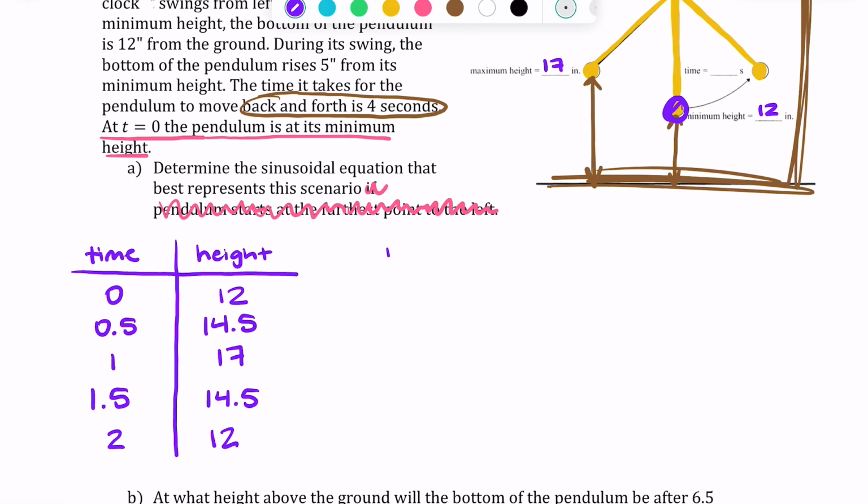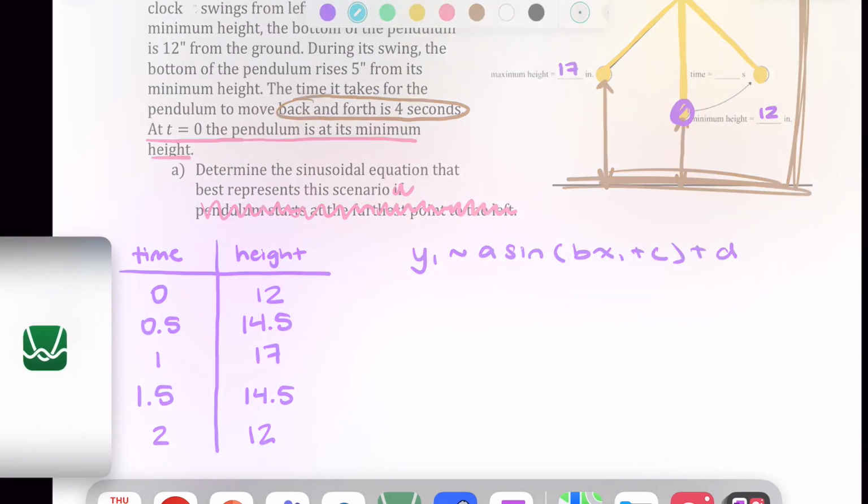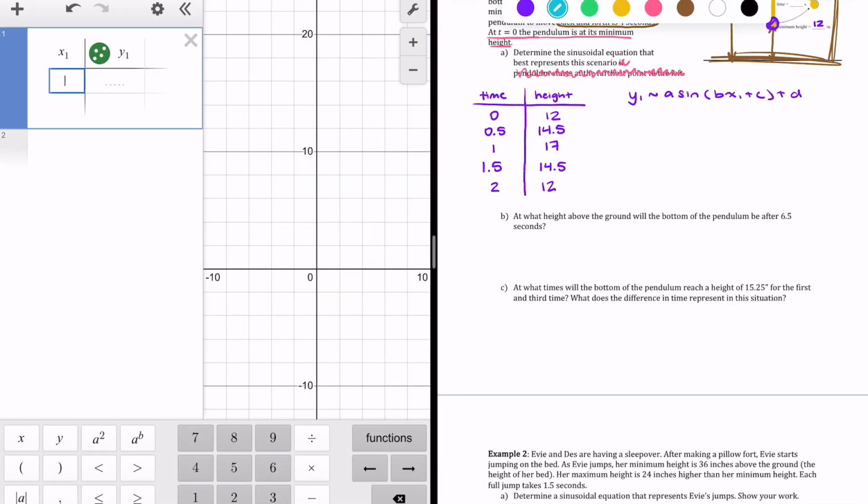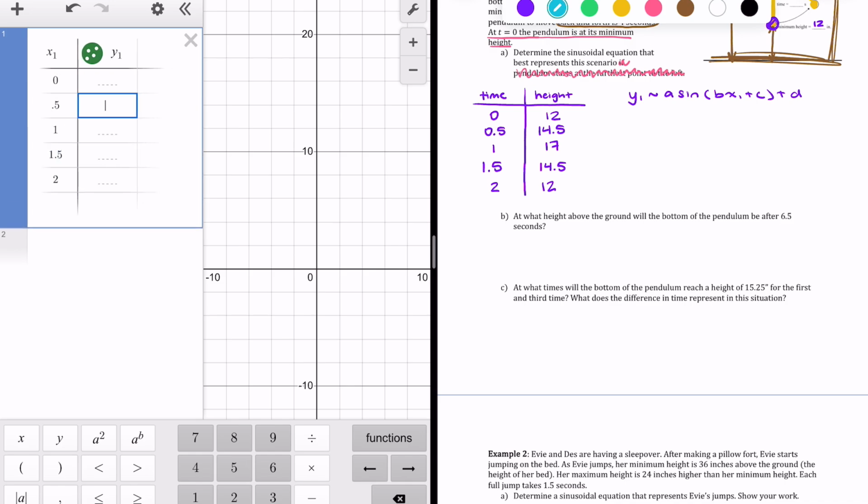Now, I want to do a sinusoidal regression. And so I'm going to plug in my regression equation into Desmos, and I'm going to get all those A, B, C, and D values. So here we go, 0.5. And I'm going to plug in what I know, making sure to double check.